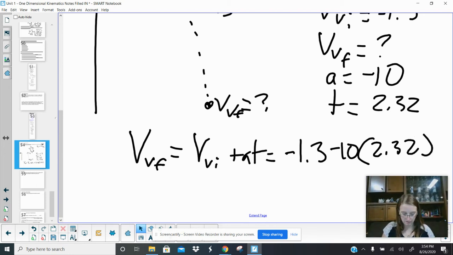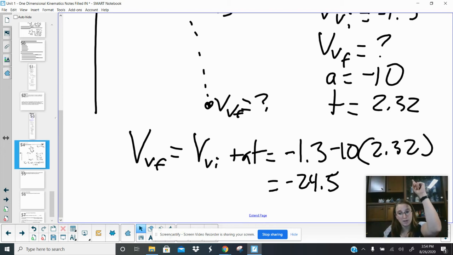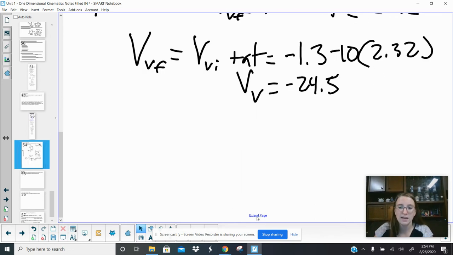We've got negative 1.3, minus 10 times 2.32. Sorry, minus 10, that's my bad. Okay, so we should have gotten that this is a negative 24.5. And again, that makes sense because originally we said up is positive and now the diver is traveling down. So that's why it's negative. So this is my new vertical velocity when he enters the water.